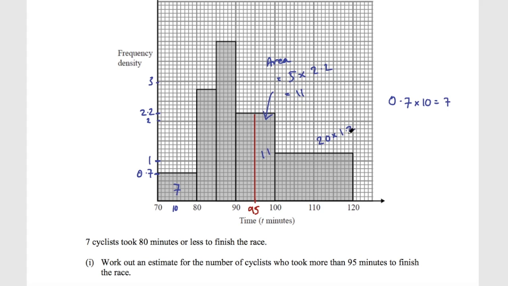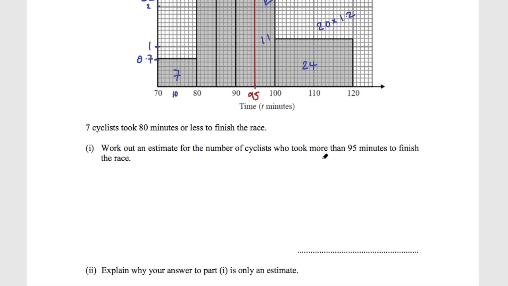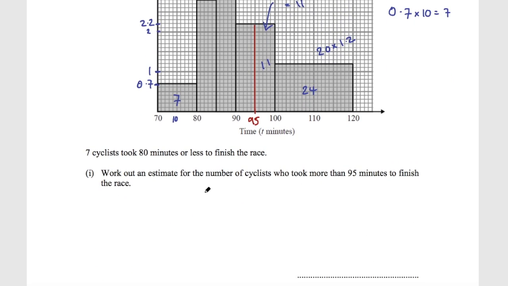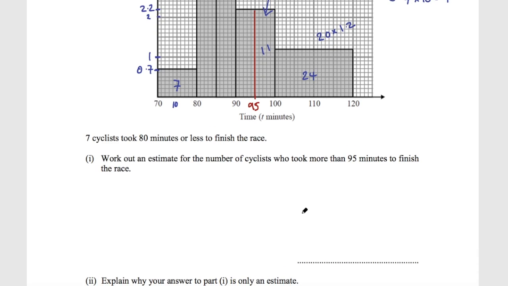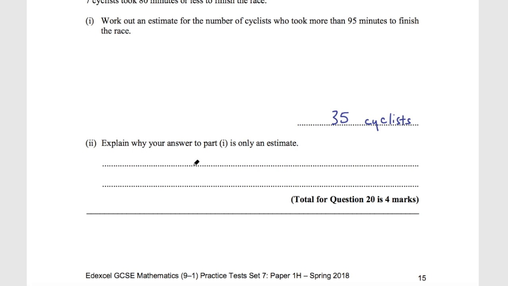Which is the same as saying 1.2 times 10 times 2. So that's going to be 24. And so we have 11 people between 95 and 100 minutes and 24 people between 100 and 120 minutes. So the estimate there will be 35.